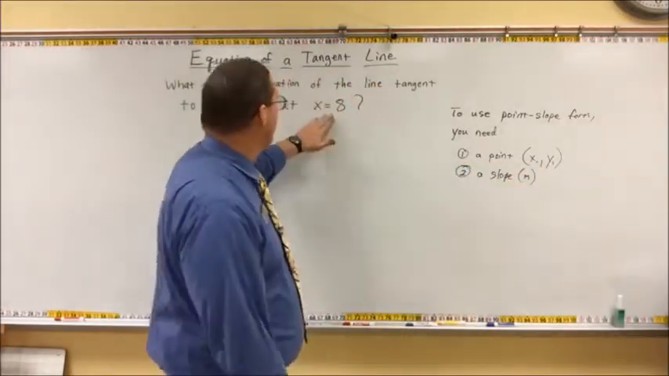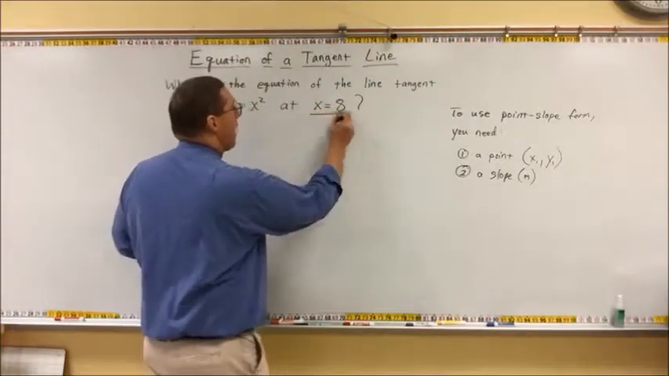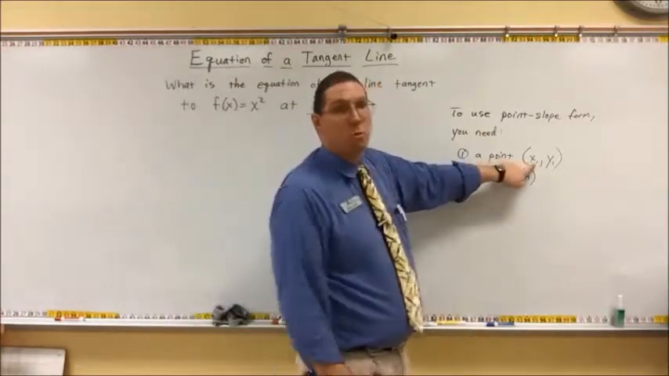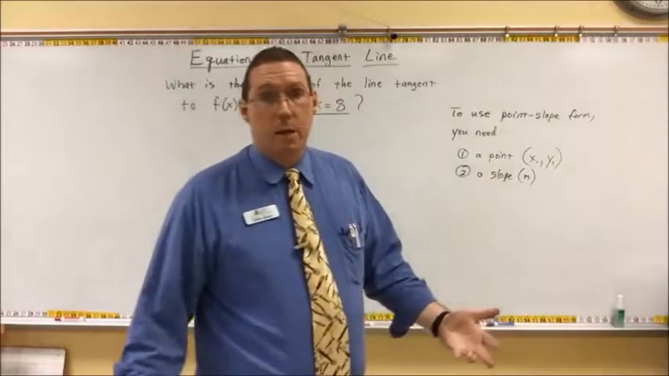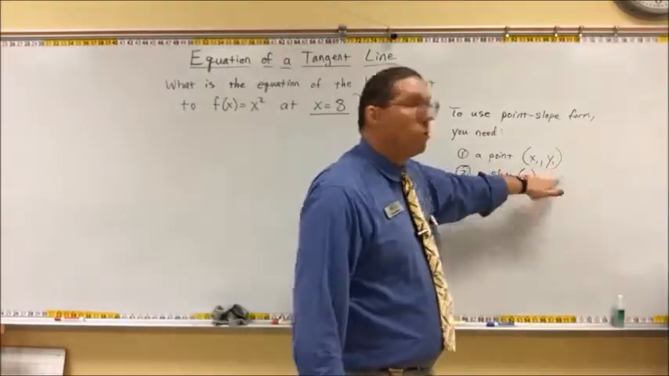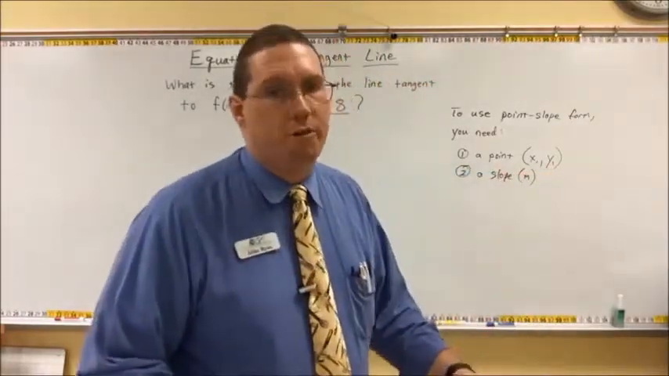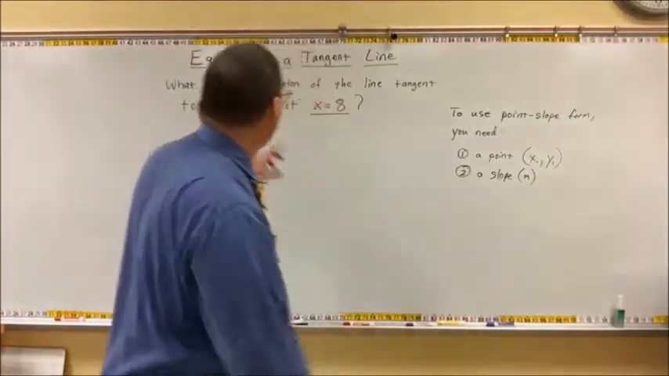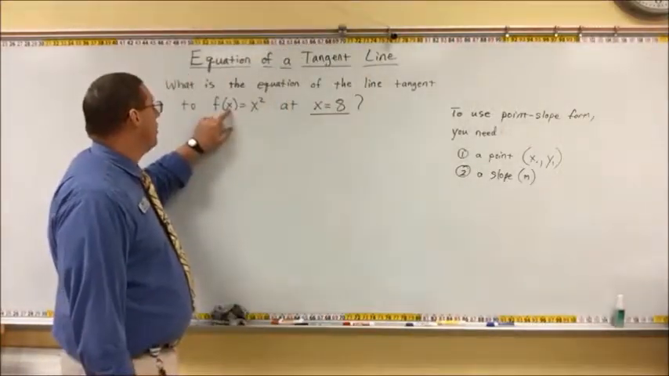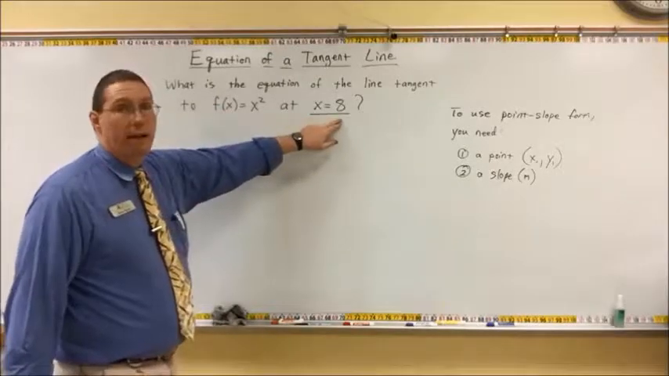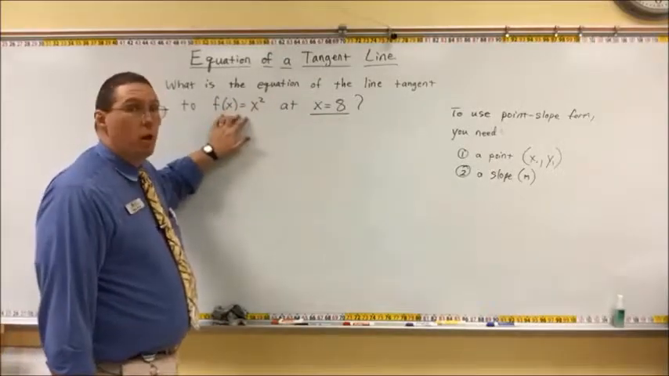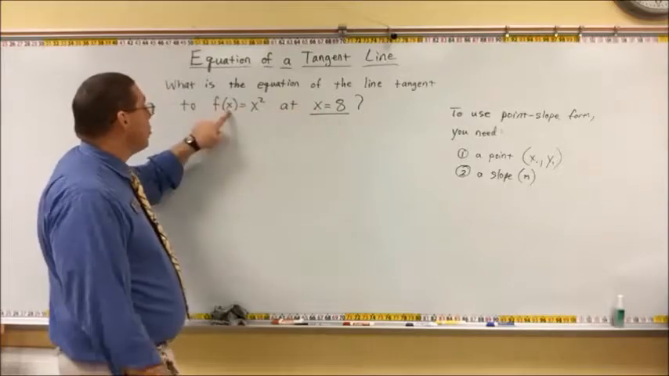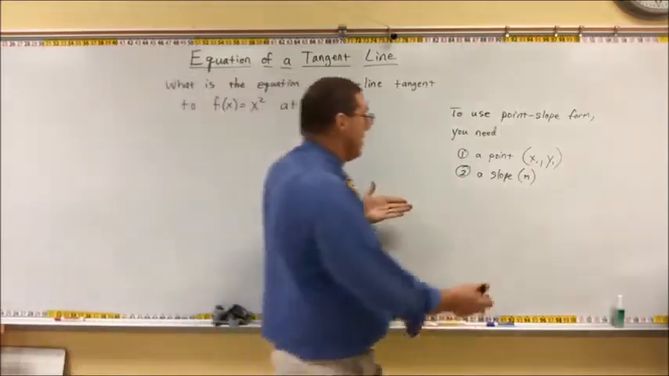Well, in this question, you're given the x value of 8. So we already know x1 is 8. So now we need y1. We need to know what is the output value when x is equal to 8. Well, the way we find an output value with a function is we just plug our x value into the function. We need to put 8 in here. We need to know what f of 8 is.